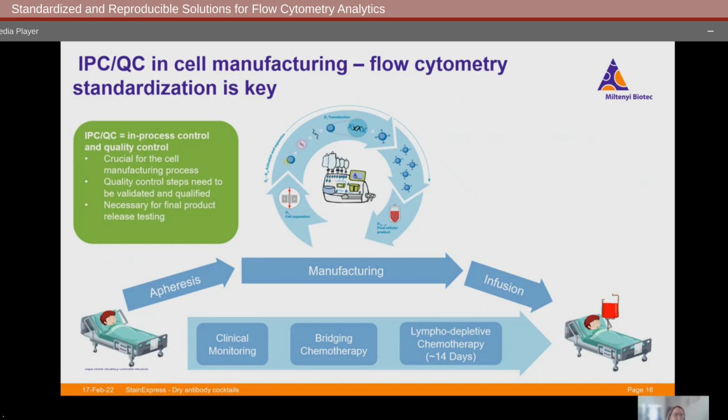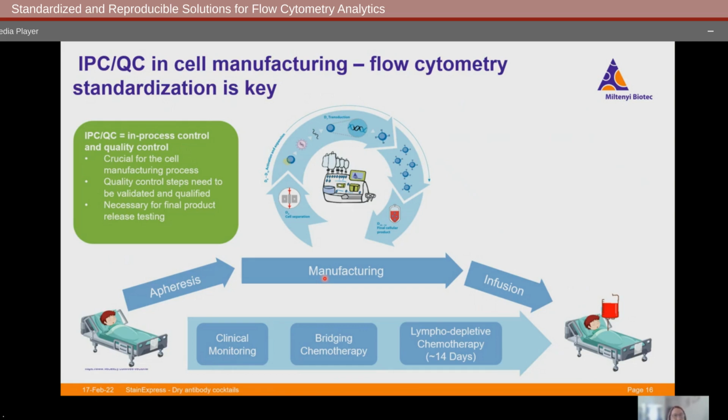You have a number of different stages, and I'm not really going to go into the details here, but it's important to keep in mind that when you're doing an autologous cell therapy, you have this apheresis to manufacturing back to infusion stage. And at each one of these stages, you can be using a number of different methods, including flow, to assess product composition, product sterility, the process status, how well did your transduction go? You're looking at compliancy and timing. And so all these aspects in IPC/QC are really crucial for this whole process.